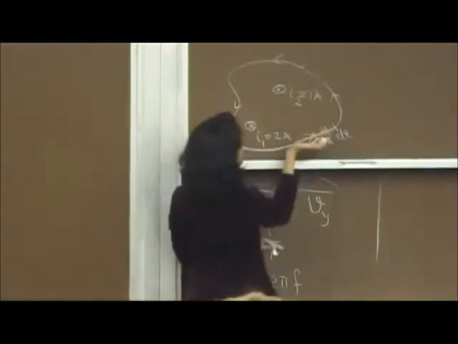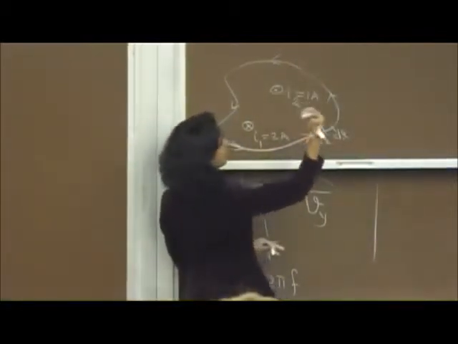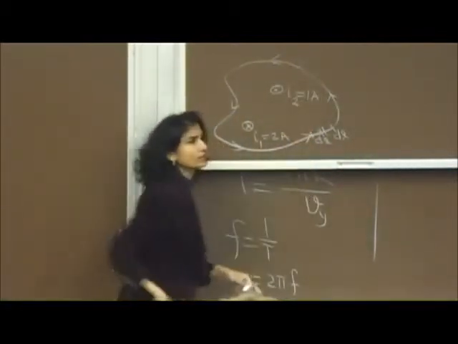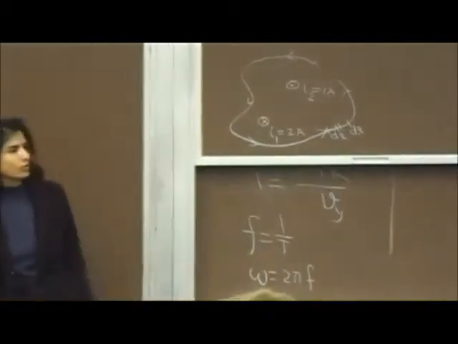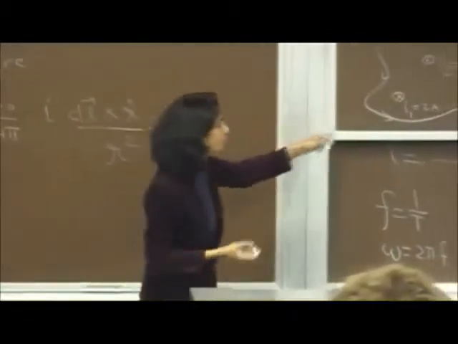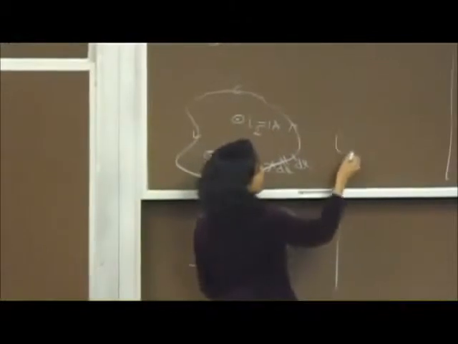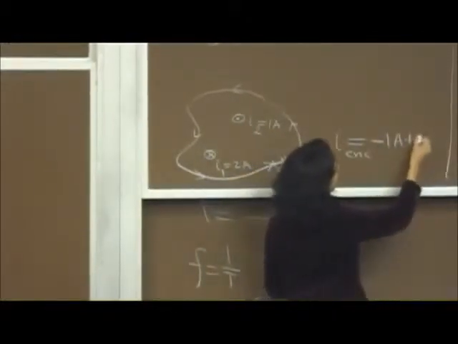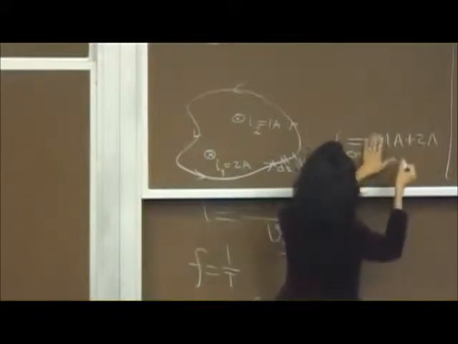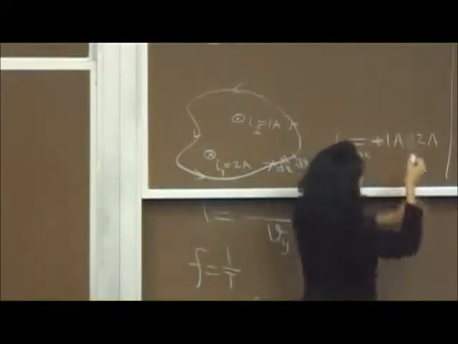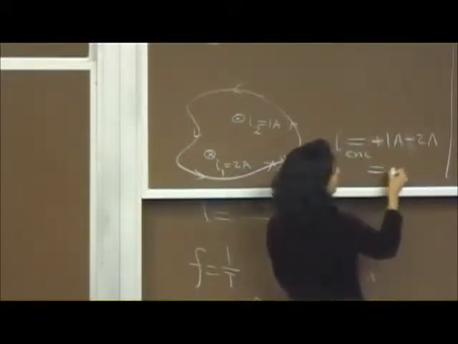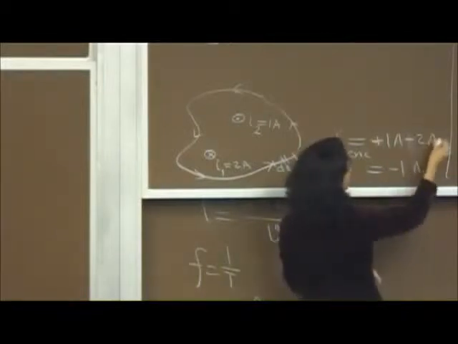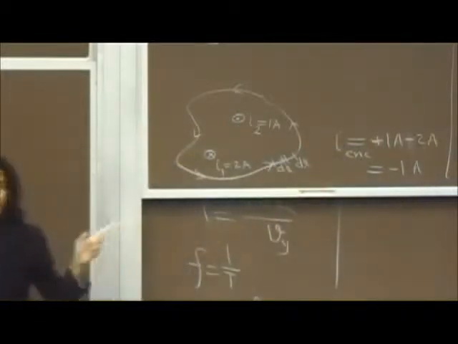Just put your fingers like this. Oh, my thumb is pointing this way. Let me consider I2 to be positive current and I1 will be negative. So what will be I enclosed here then? Plus 1 amp minus 2 amp, which is equal to minus 1 amp. Is everybody seeing that?